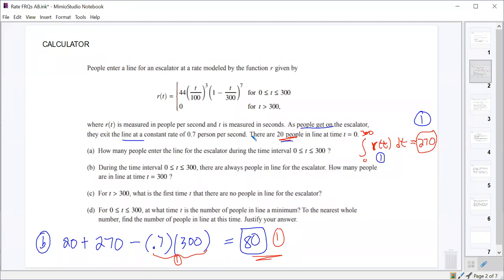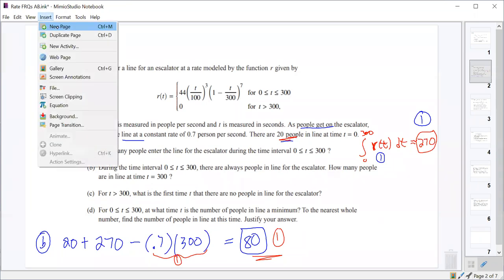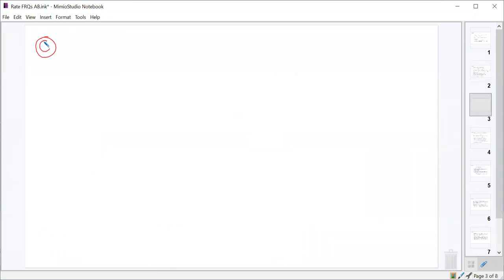All right, part C. For t greater than 300, at what is the first time that there are no people in line for the escalator? Well, that should be pretty straightforward. For part C, we've gone at least 300 seconds. And then after 300 seconds, nobody else enters. And so we just have to figure out how long it takes for those 80 people that are in line at t equals 300 to leave.